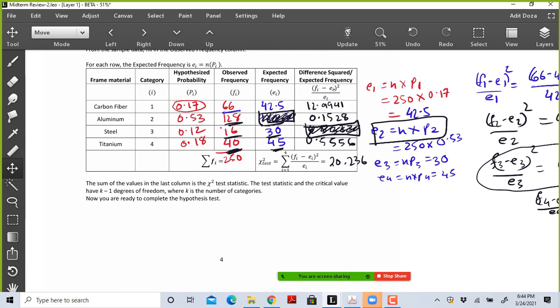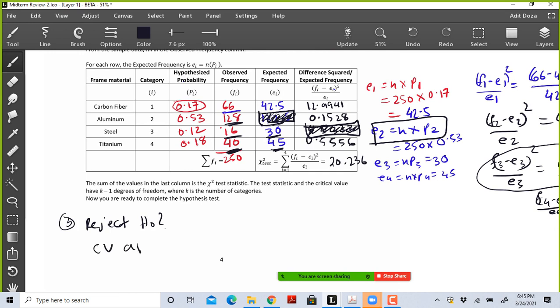For the decision-making rule, first we have to calculate the degree of freedom. We can only use the critical value approach to reject H naught or not. You will not have Excel in the exam, so you cannot use the p-value, and you can only use the critical value approach.